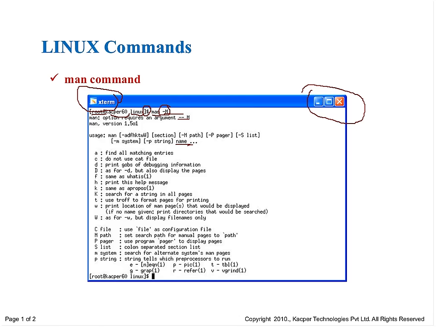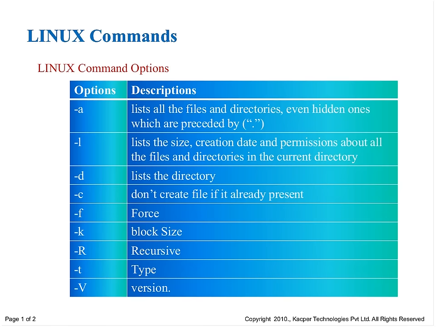So this is what we will see in the next slide. Again, it is described here in more detail. The dash A lists all files and directories, even the hidden ones that are preceded by a dot. So one key thing about Linux is some of these files you won't be able to see when you do just a display command, unless you provide this dash A option. A stands for all.